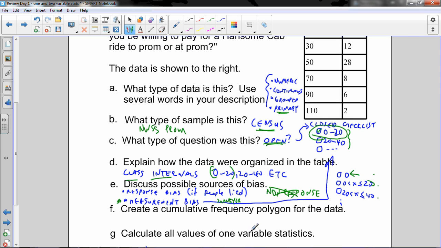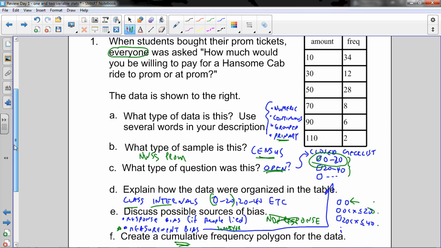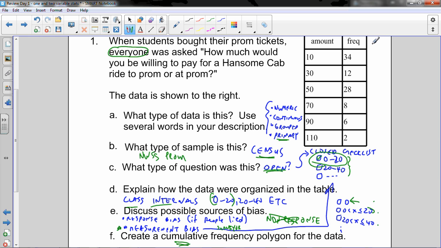Cumulative frequency polygon. Cumulative means adding up, running total. That's what cumulative means. And remember how we do a cumulative frequency polygon is we add another column to our table that's got the running total. So up to there's 34, and then I add 34 and 12 is 46, and so on. 74, I've got the numbers here, 82, 88, and 90.